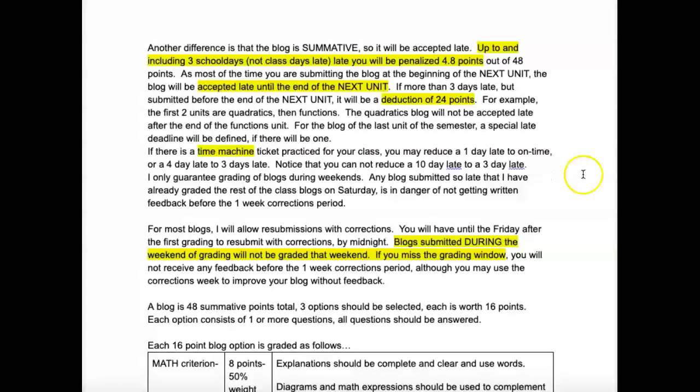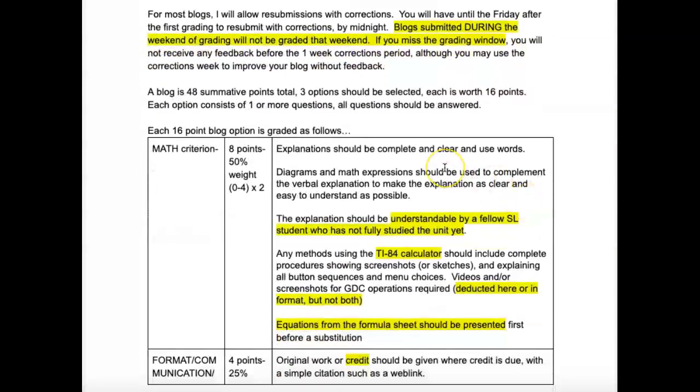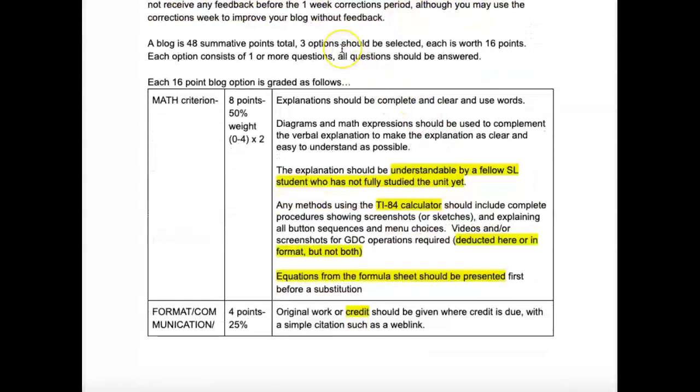Okay? All right. So, like I said, the blog is 48 points. Since there's 3 options, each option is worth 16. How is the 16 points or 48 points broken up? 50% of the points is math. 25% of the points are format, and 25% of the points are math language. So I take off the points according to the criterion that is being violated.